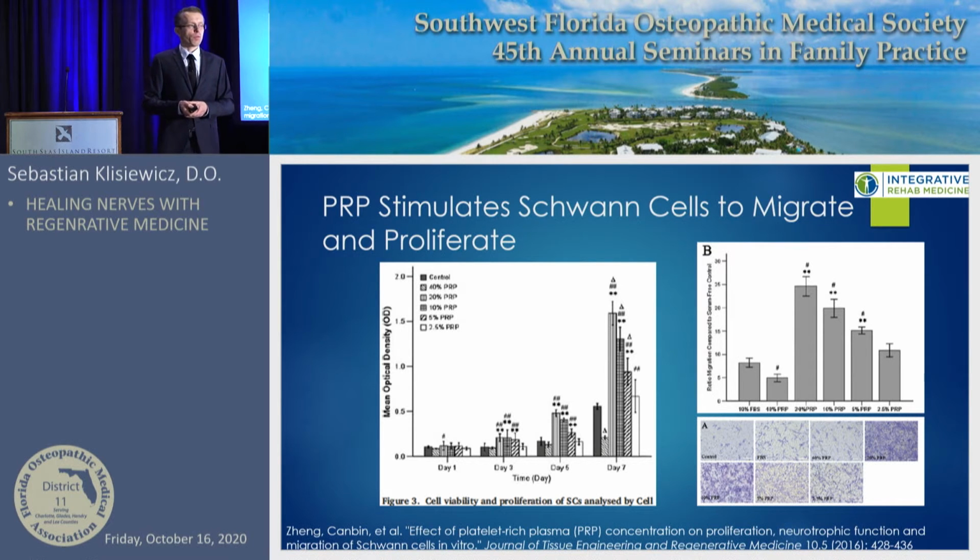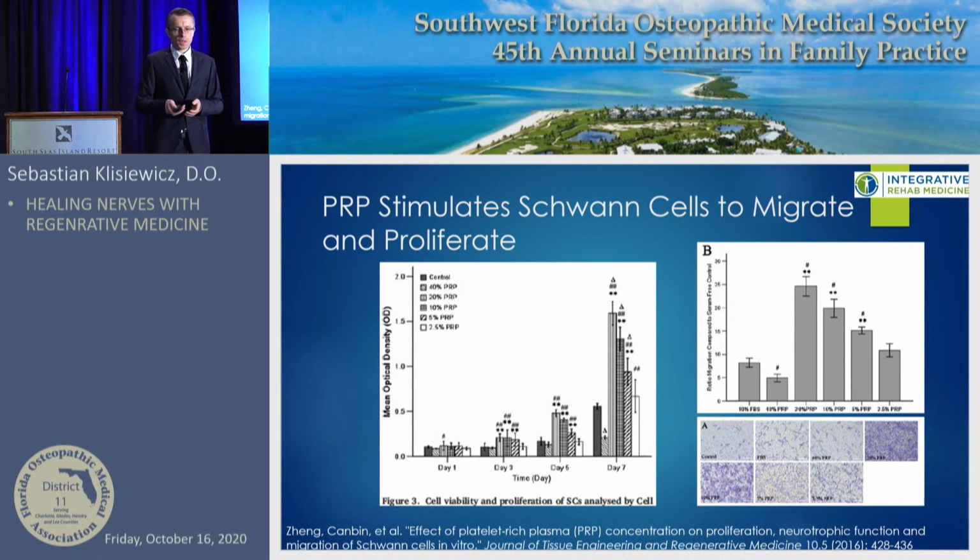And we know, very importantly, that PRP stimulates Schwann cells. And as I said earlier, Schwann cells are vital to the health of the nerves. They're vital to the regeneration of the nerves. Is it a cut nerve? Is it a compressed nerve? Is it a neuropathic nerve? Schwann cells are extremely important to help that nerve heal and feel healthy.